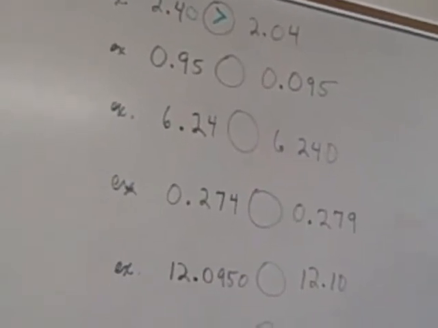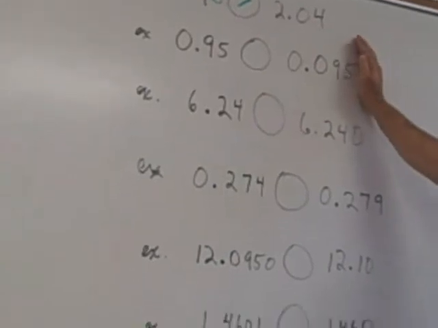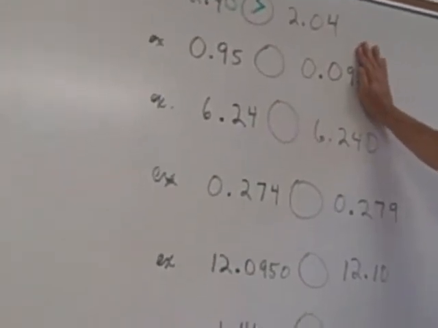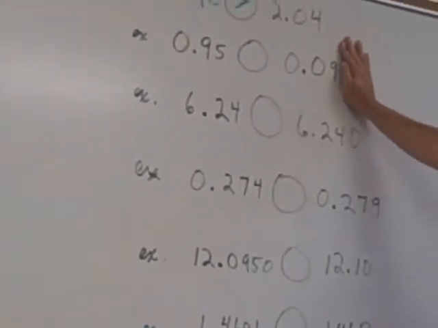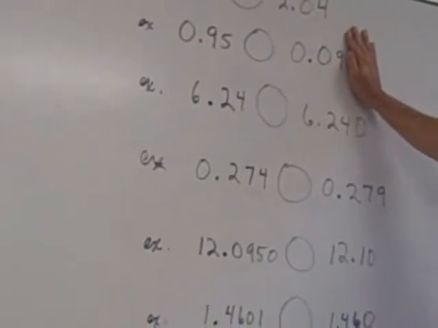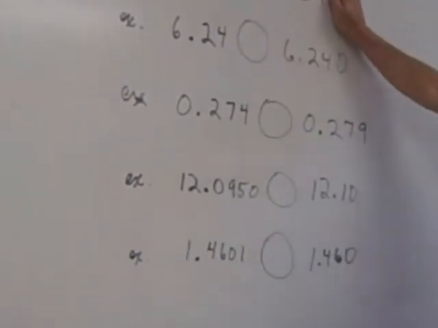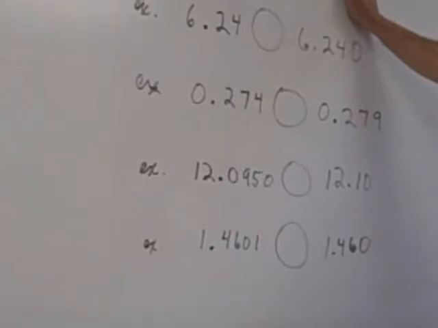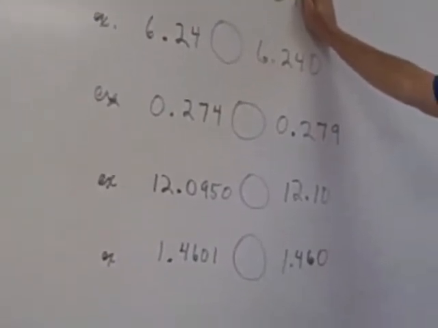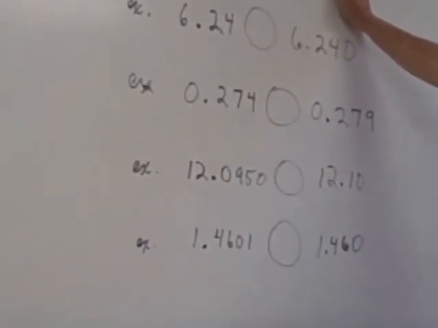9 cents. Because money only has 2 place values, right? So I cover up the third place value, and I have 9 cents. Isn't it 9.5? 9 cents. You can't cut a penny in half.